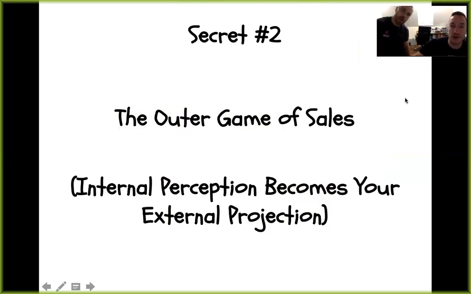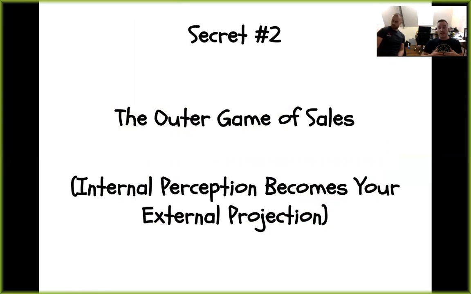So secret number 2 is basically the outer game of sales. The reason you need to start at the inner game and take care of your state, make sure you're in an empowering state rather than a disempowering state, living in the solution versus living in the problem, is because in the outer game of sales, your internal perception becomes your external projection. So if you feel like shit inside, if you're walking around like a big negative bag of shit, well, guess what? Your company takes on the same characteristics and personality as you do.